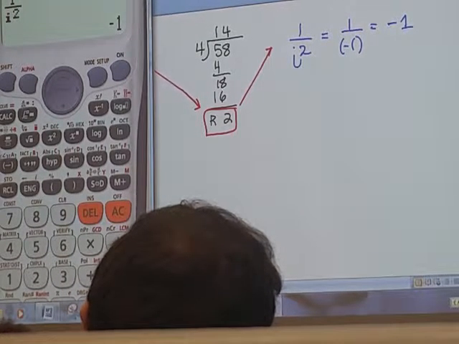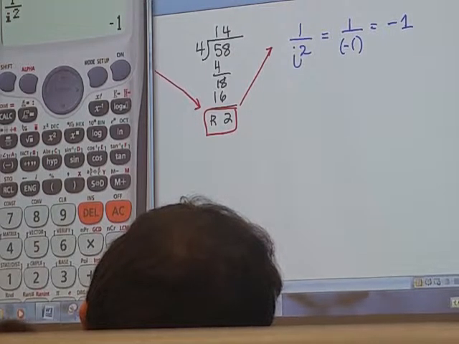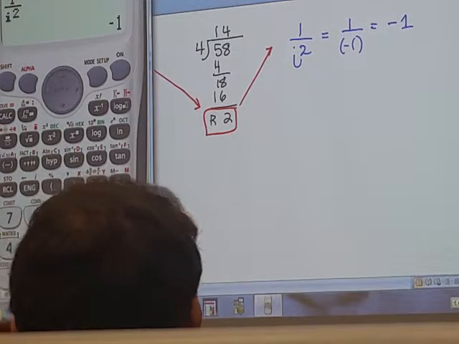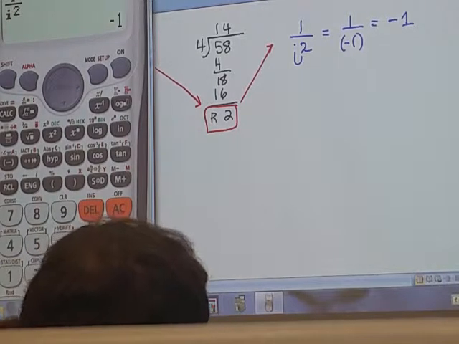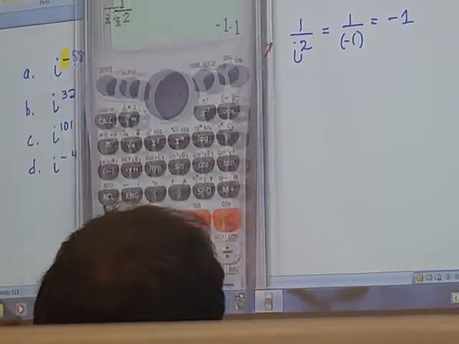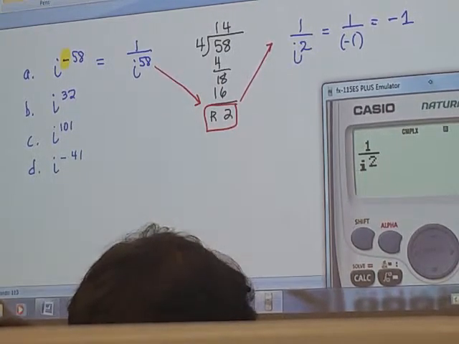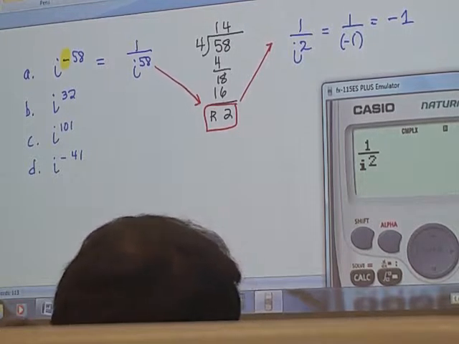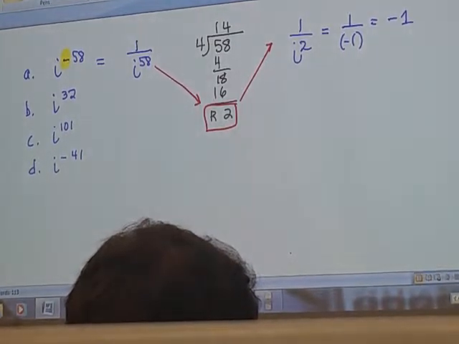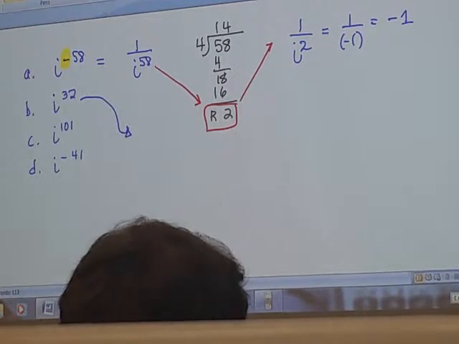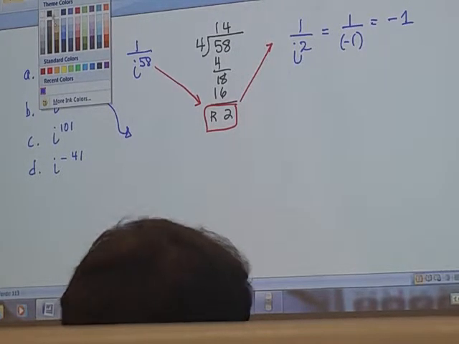You just can't type it in from the original number. This calculator will only do first power, second power, third power. So that's the most complicated one to handle because you have to change it. Now the next one, you don't have to do that first move. The next one, you just do the divide by 4 trick.